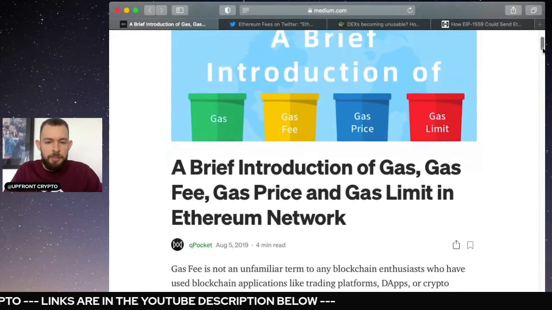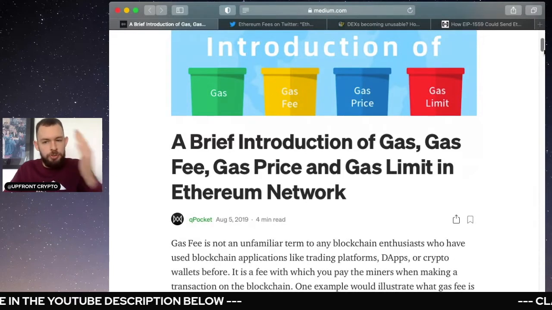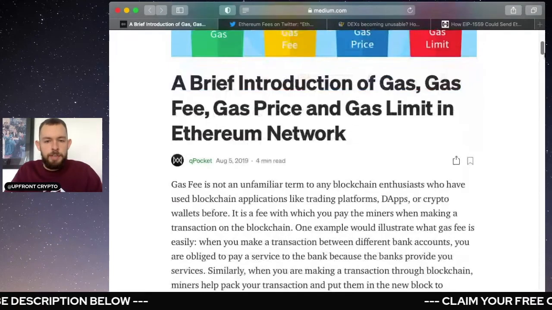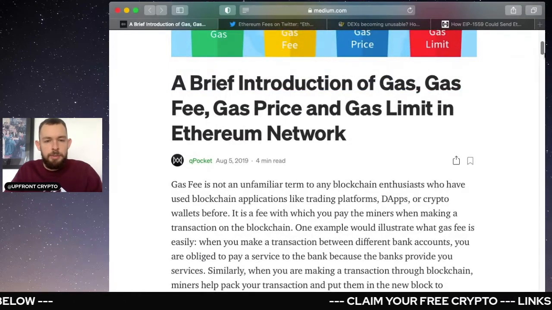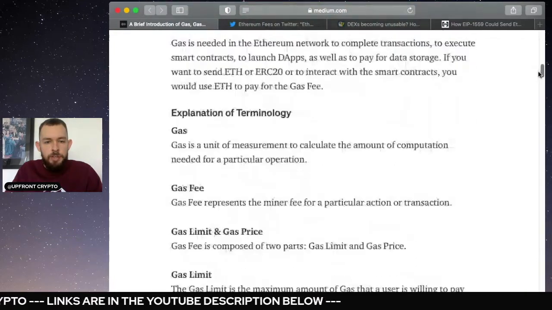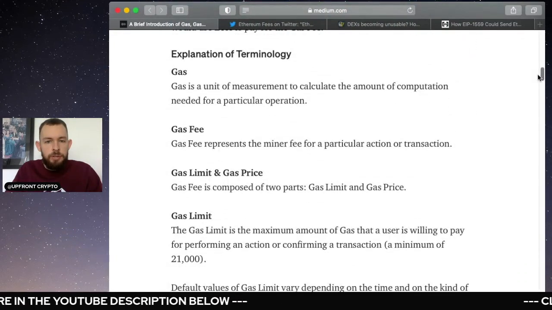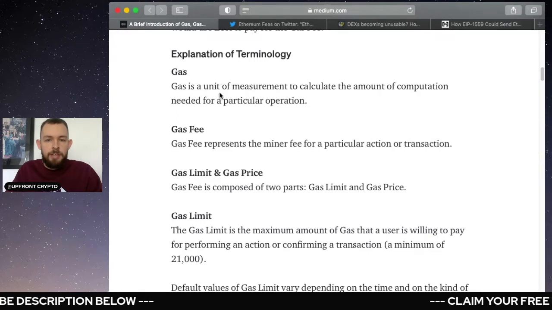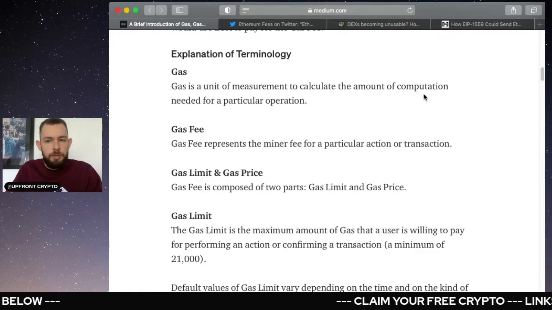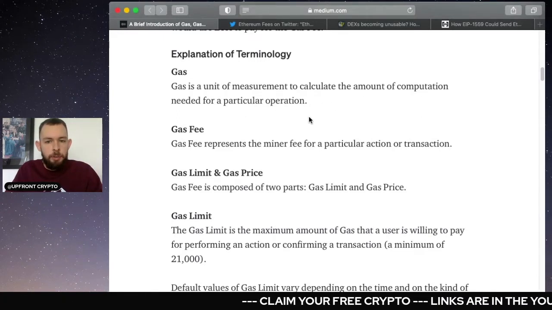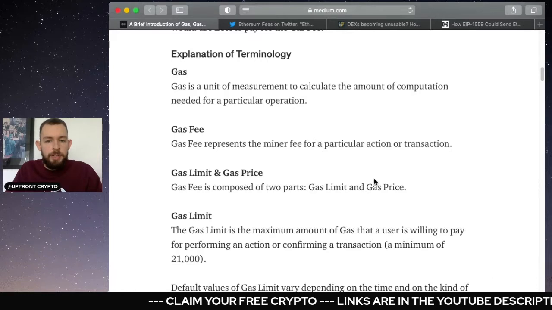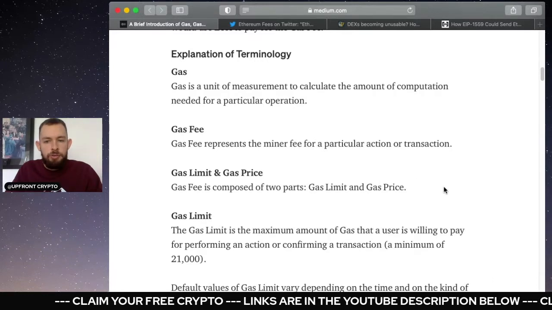This is quite a good article I found here. A brief introduction of gas fees, gas prices, and gas limit in the Ethereum network. So here you can see some explanation of the terminology. Gas is a unit of measurement to calculate the amount of computation needed for a particular operation. A gas fee represents the miner fee for a particular action or transaction.